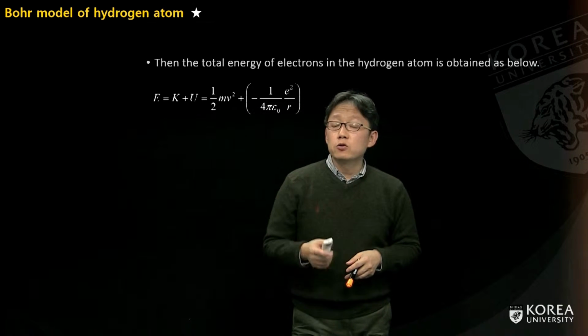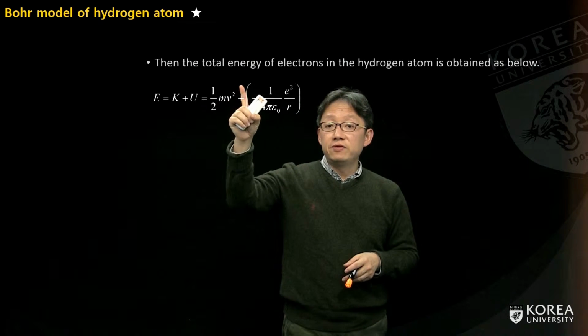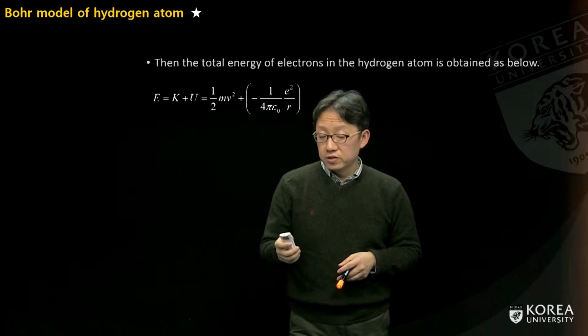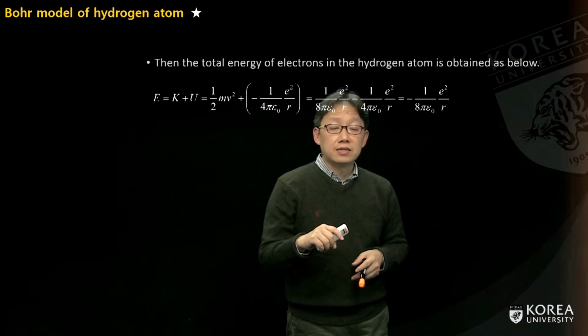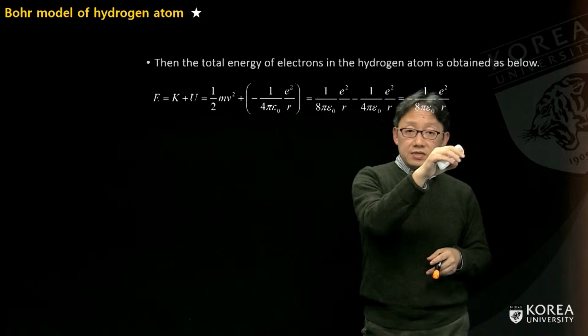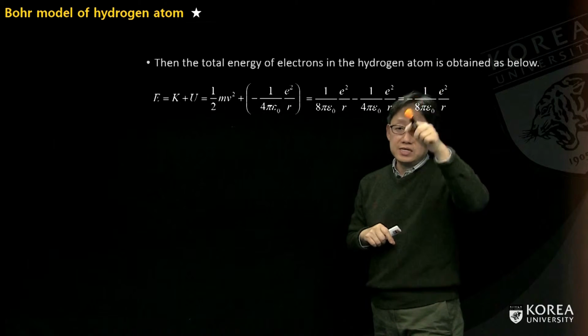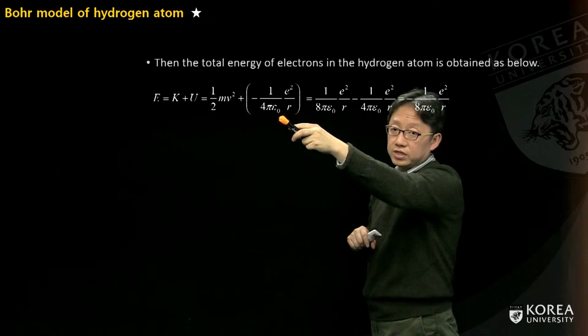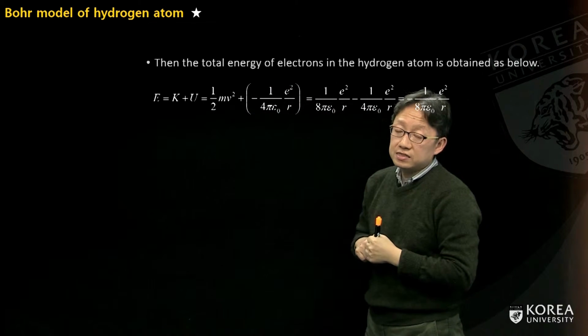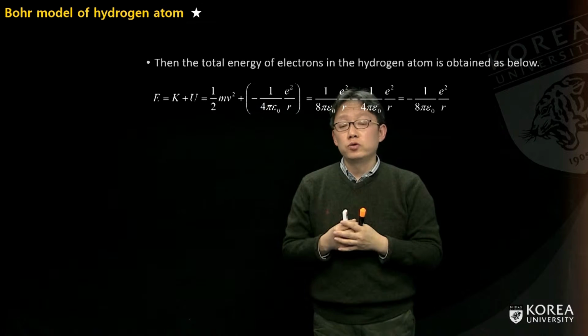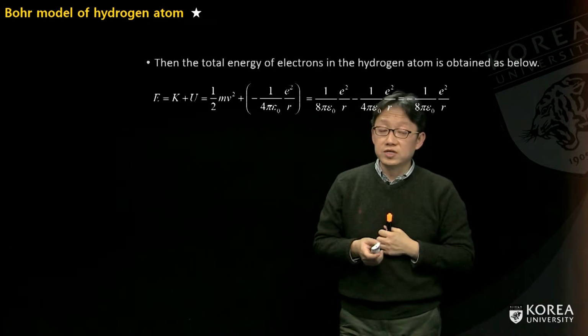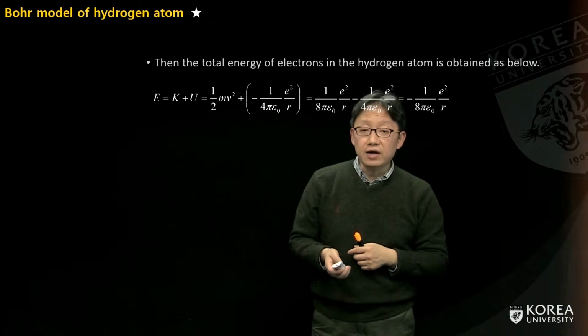We already got the v squared from the previous slides, so if you insert it, you can get this. If you summarize it, this is the total energy. This total energy here is actually half of the potential energy here. This is exactly the same as what we have learned from classical orbital motion. Anyway, this is what we have.